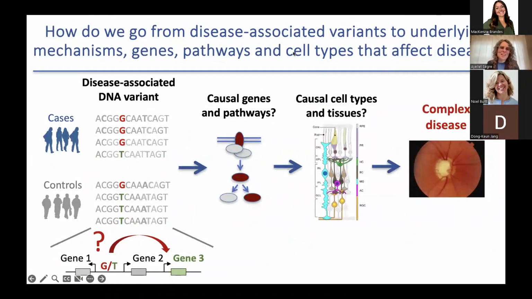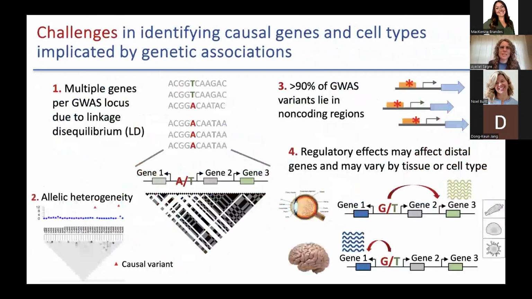So the big million-dollar question is, how do we go from these associated common variants with complex traits to the underlying causal genes and pathways and causal cell types through which they exert their effect on the complex disease? And there are several challenges to doing so. The first is that due to linkage disequilibrium, there are often multiple genes that are tagged by the associated variant. There's often allelic heterogeneity, more than one causal variant tagged by the associated variant. The majority of GWAS variants for POAG, as with other complex diseases and traits, lie in non-coding regions, making it hard to pinpoint the affected gene or genes just from the associated variant itself.